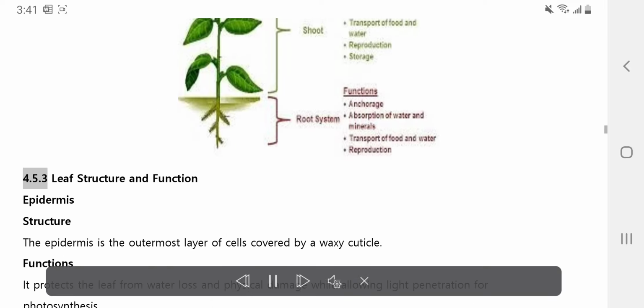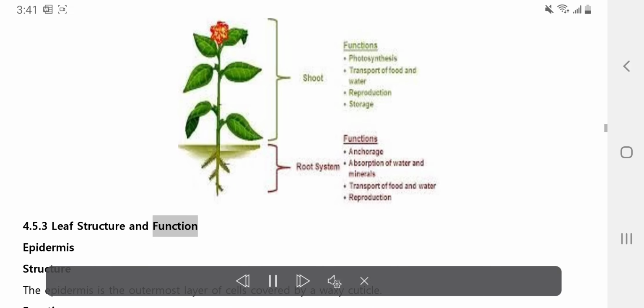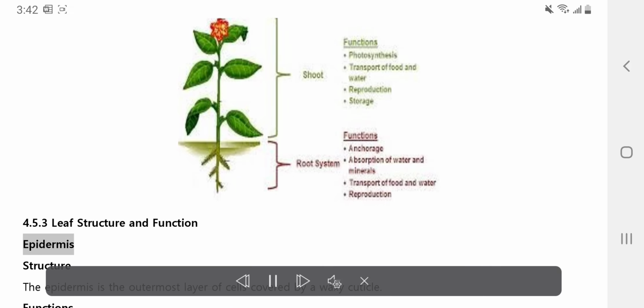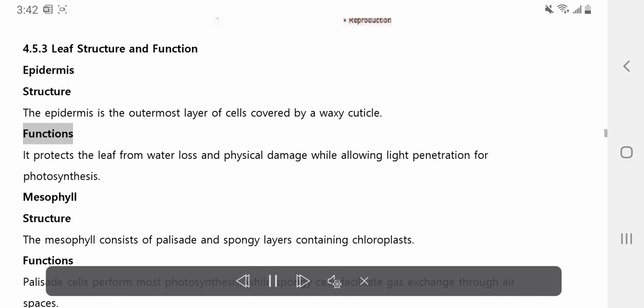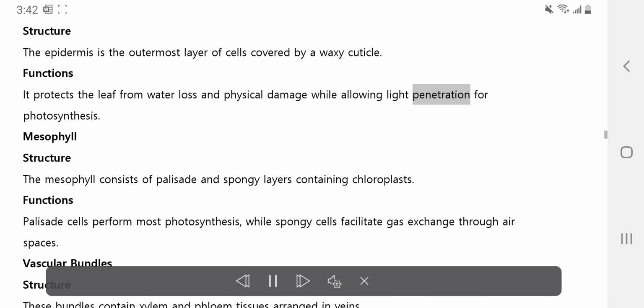For 5.3, Leaf structure and function. Epidermis. Structure. The epidermis is the outermost layer of cells covered by a waxy cuticle. Functions. It protects the leaf from water loss and physical damage while allowing light penetration for photosynthesis.